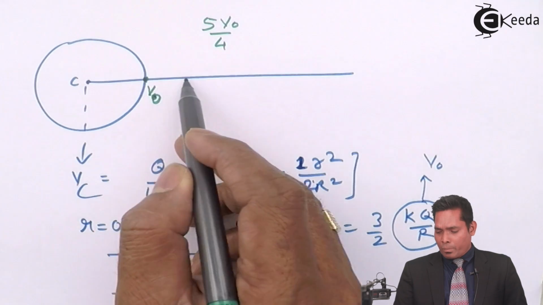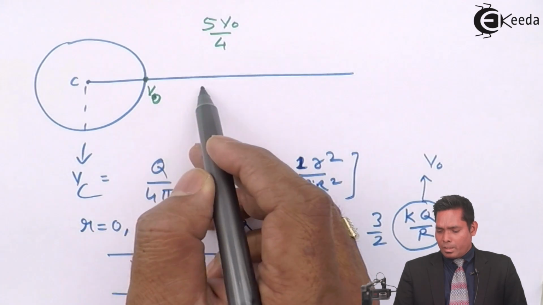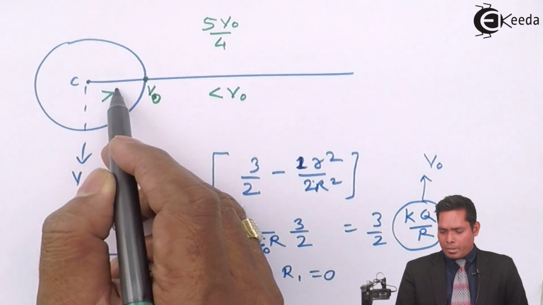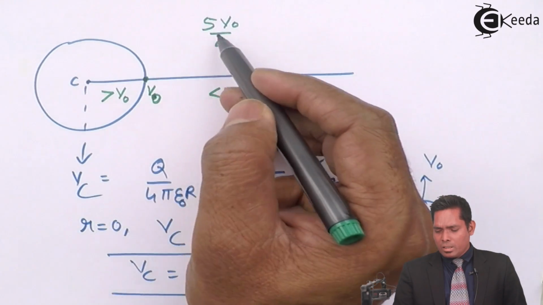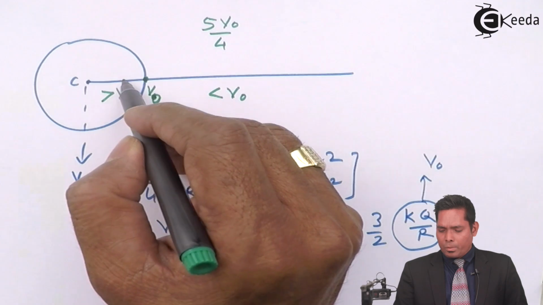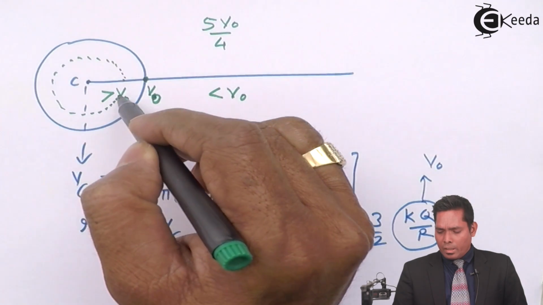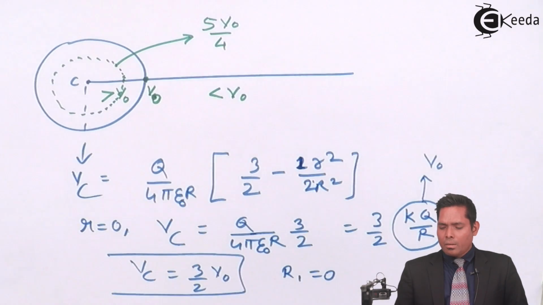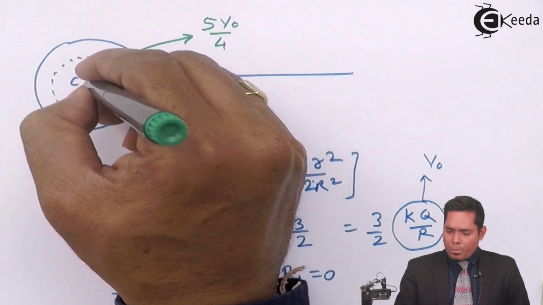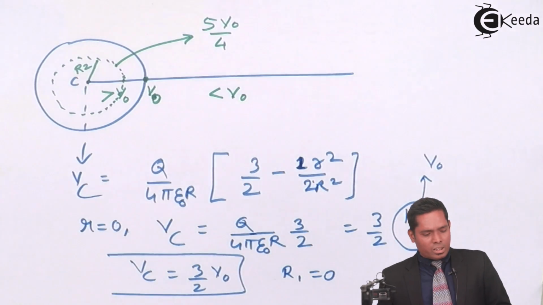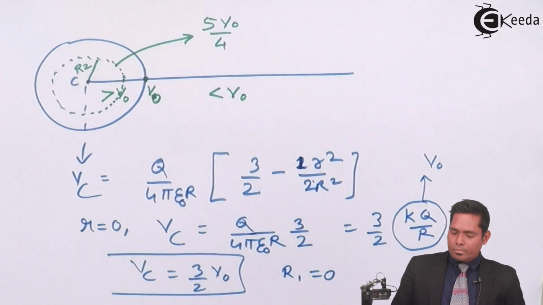If I move away from here, it will be less than v naught. Any point here is less than v naught, any point here greater than v naught. So I want this, so that point must be inside the sphere. Suppose this is the point. So this sphere that I have drawn, supposing that this potential is 5v naught by 4, this surface has radius r2. In the question it is given as r2.